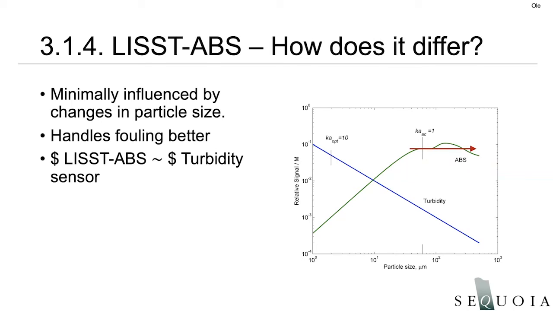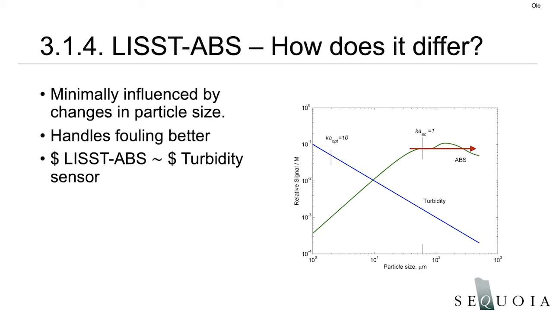We have seen data, which we haven't actually been able to show yet, from deployments in estuaries, where the ABS has been deployed together with turbidity sensors over a period of months. The turbidity sensor fouled 2 or 3 times in that period, and the ABS didn't foul at all and just kept plugging along, giving good data all the way through that deployment, where the turbidity sensor had to be maintained and cleaned several times.